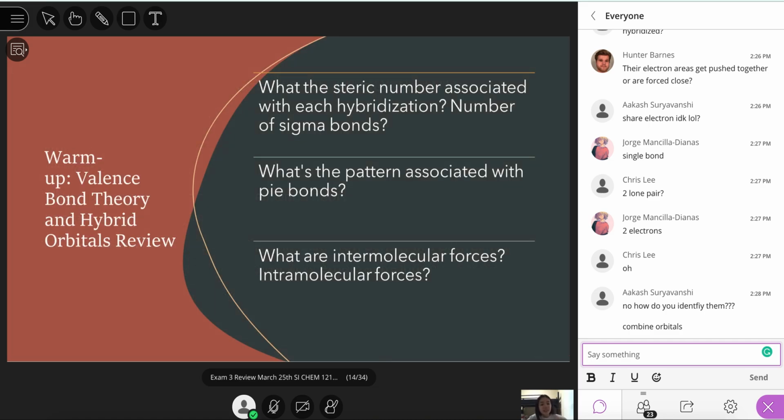And then we're going to get to this question. I think Akash asked how you identify those. But what's the steric number associated with each hybridization? So you have SP. What's the steric number?